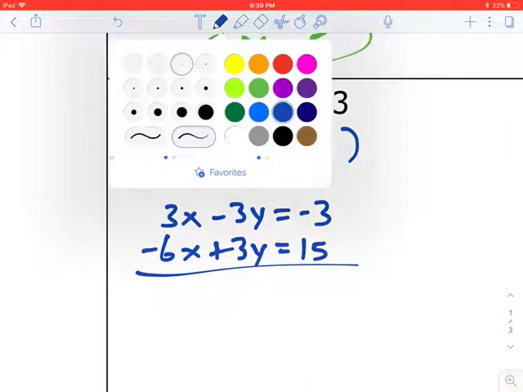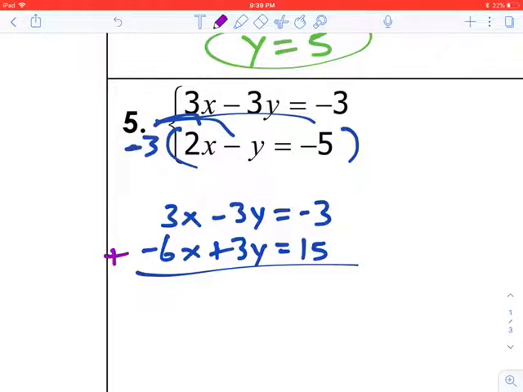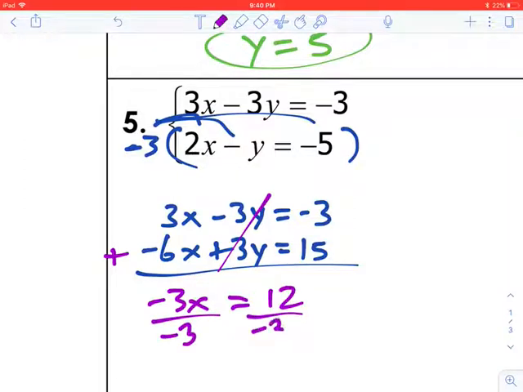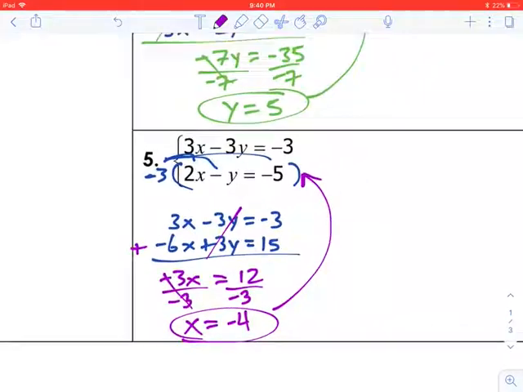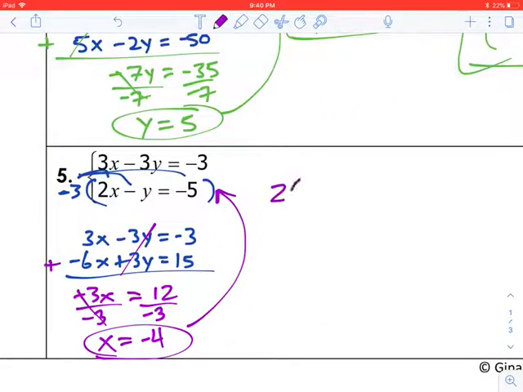Excuse me. And we go ahead and add those together. Y cancels. We get negative 3x equals 12. Divide by negative 3. And I have x equals negative 4. And then we just plug that back into whichever one. I'm going to choose the bottom one. So 2 times x, which is negative 4, minus y equals negative 5.